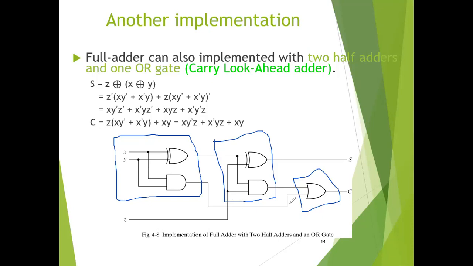Here we will get X into Y, and at this point we can see the combination of X exclusive-OR Y, and then it is ended by the third input of Z.